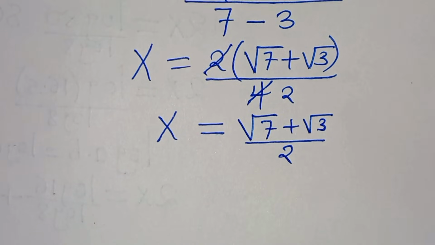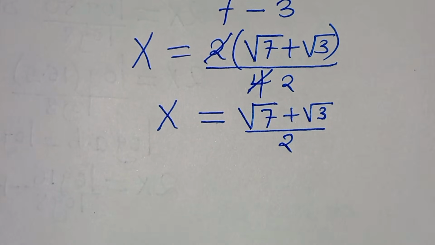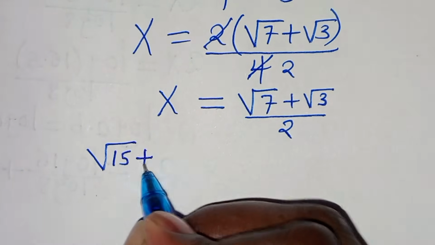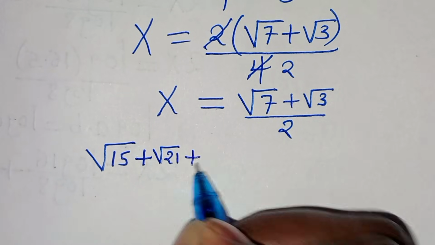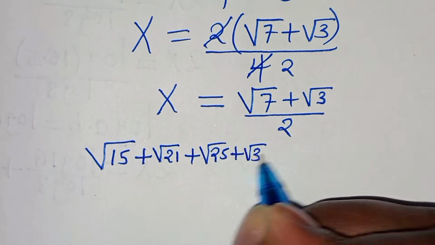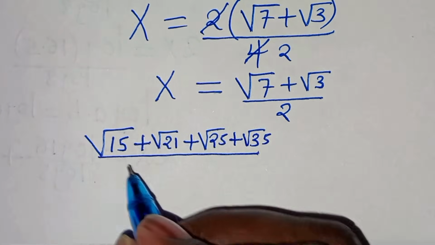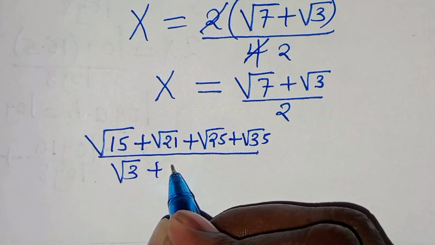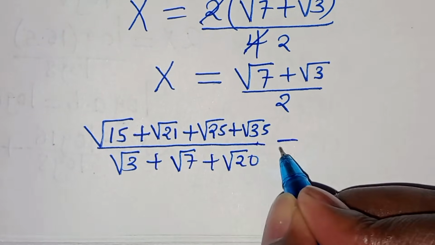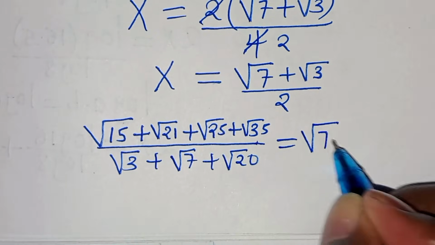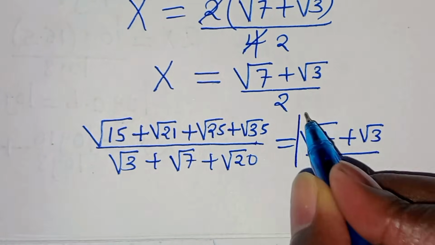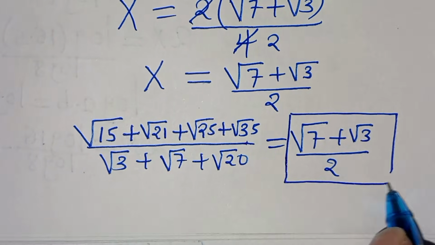And therefore, we have that square root of 15 plus square root of 21 plus square root of 25 plus square root of 35 divided by square root of 3 plus square root of 7 plus square root of 20. The solution here is equal to square root of 7 plus square root of 3 divided by 2. So this is the solution to this square root math problem.